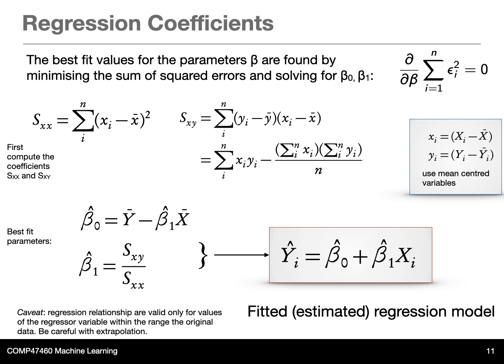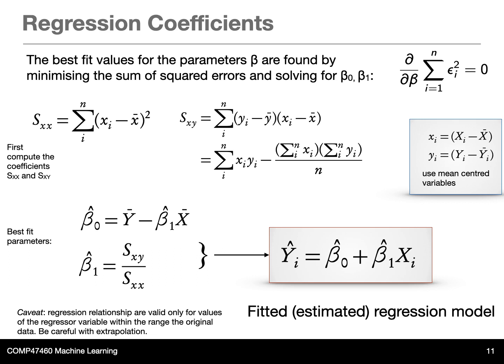The regression coefficients are often expressed in terms of the mean-centered variables. The formulas are then a little simplified if we subtract the mean from x and y first. We then have the coefficients Sxx and Sxy, from which we can calculate beta 1 as the ratio of these two coefficients, and beta 0 as the mean of y minus beta 1 times the mean of x.